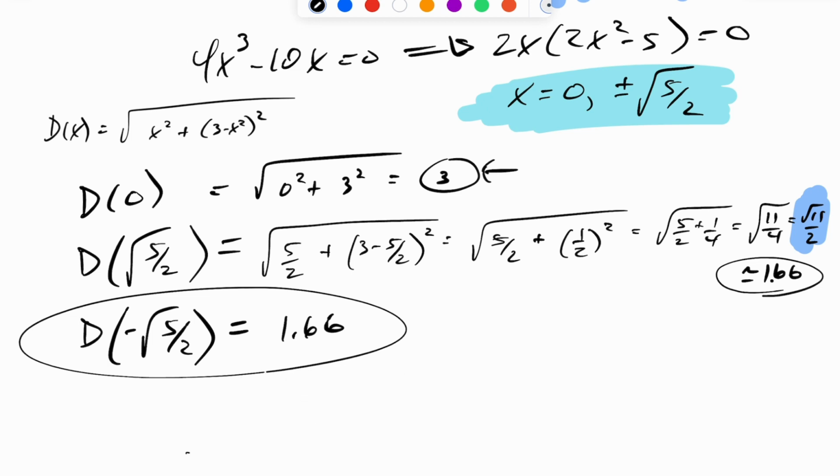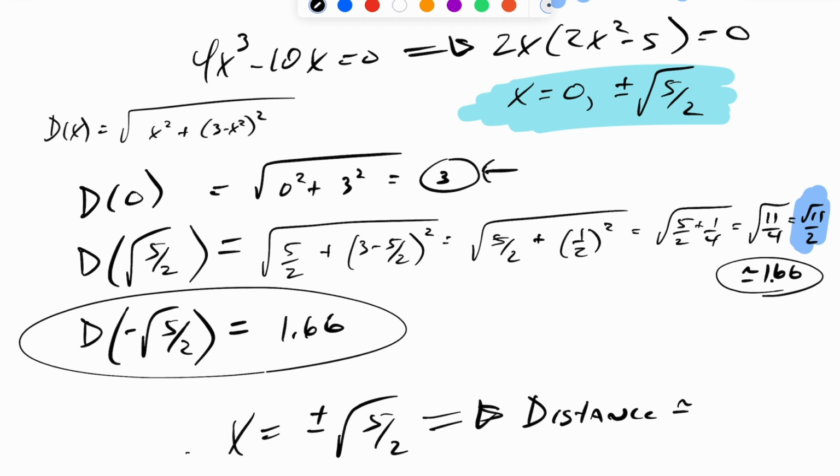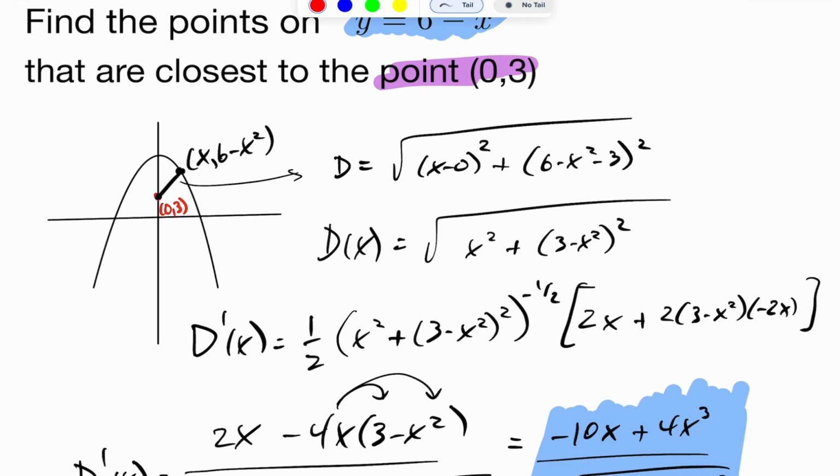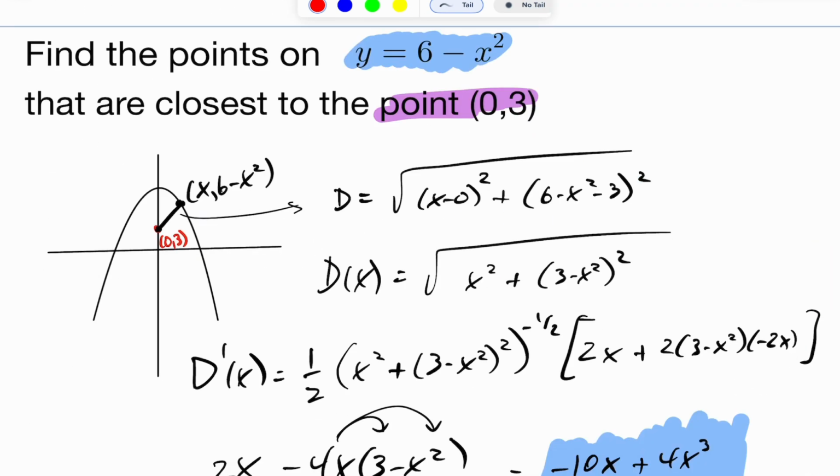So it turns out that minimal distance will occur when x is plus or minus the square root of 5 halves. And that is going to yield a distance of approximately 1.66 units. So minimal distance occurs on both sides of your parabola at plus or minus the root of 5 halves. So it's happening on both sides here of your parabola, and you're getting your minimal distance. This is an example of using optimization in calculus to find the points on a particular curve that is close to another given point in this question.